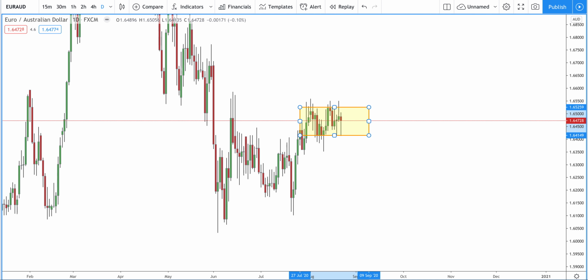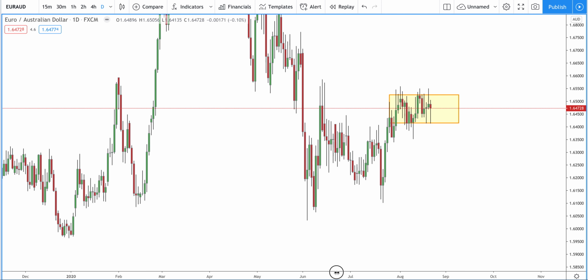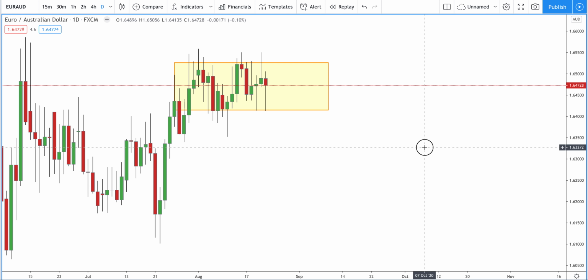Euro AED is just a pair that I'm not planning to trade. I'm just showing you this pair to give you a visual representation of what the market is like on many pairs at the moment. This is the daily chart.